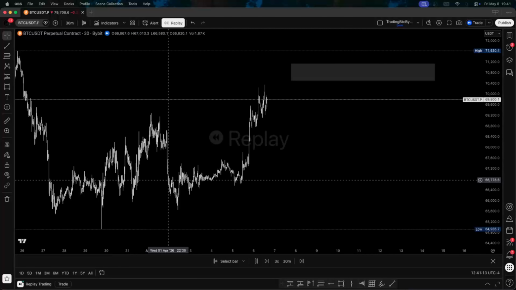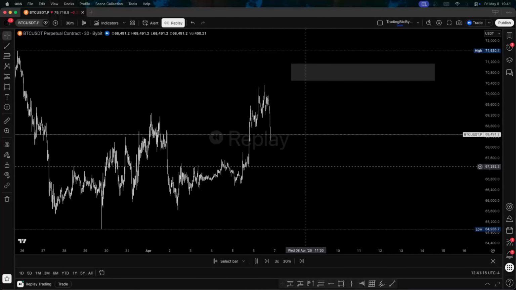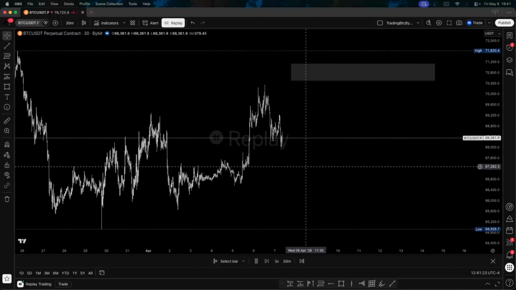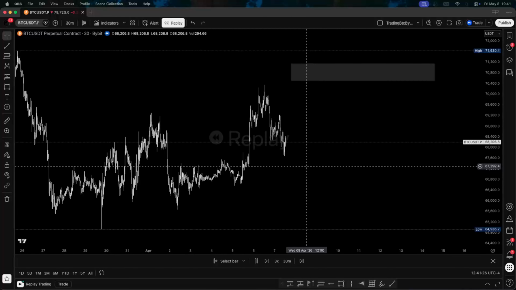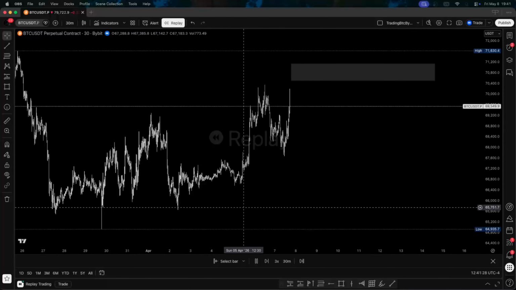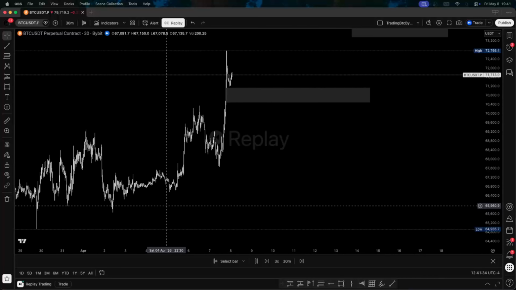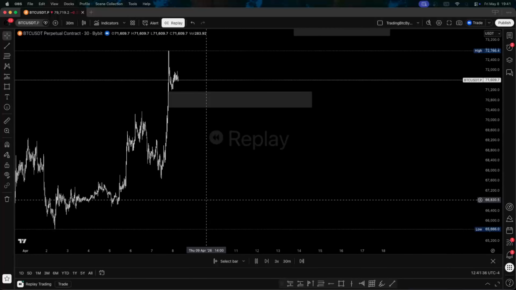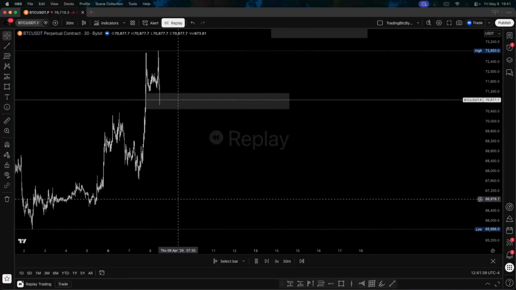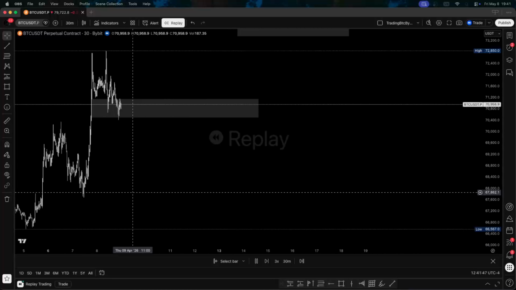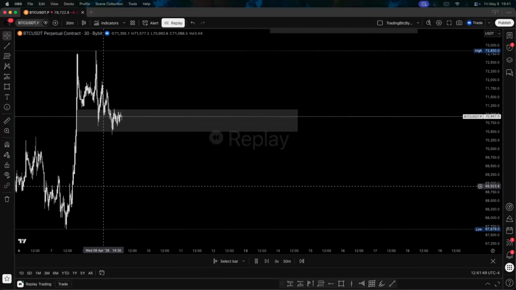FVGs, are imbalances created during strong market momentum, where price moves aggressively in one direction, leaving behind inefficient price delivery. These gaps often act as continuation zones, meaning when price revisits them, the market tends to respect the imbalance and continue in the original trend direction. Traders use continuation FVGs to identify potential pullback entries, trend confirmations, and high probability continuation setups within bullish or bearish market structure.